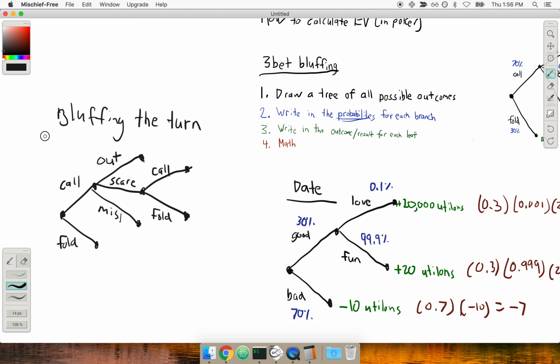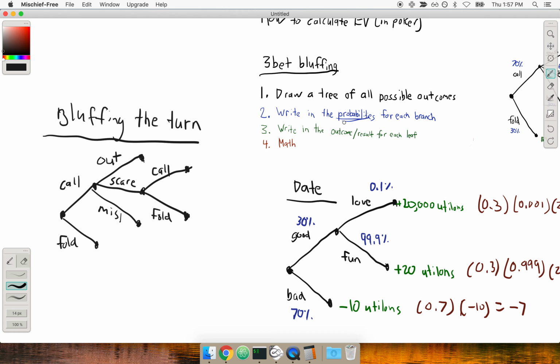So this tree ended up being the same as the 3-bet bluffing tree we did, basically. But you take the same process for any situation in poker. You just draw this tree and you figure out what the possible outcomes are. And then you do steps 2, 3, and 4. So hopefully understanding this process will allow you to run your own EV calculations and understand how expected value works.